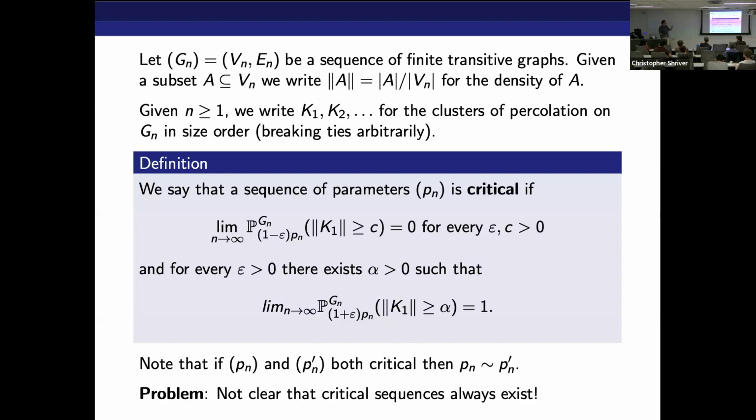This is the part of being critical that says that you're not supercritical. On the other hand, we want to say that if we increase Pn by a small multiplicative factor, we do get at least one giant. So for any epsilon, if you look at (1 plus epsilon) times Pn, then you do get a giant with probability 1. We saw, for example, in the Erdős–Rényi graph that 1 over n is critical according to this definition. Note that this is just a first order asymptotic property. So if we have two critical sequences, then their ratio goes to 1, and conversely, if their ratio goes to 1, then they're both critical together.